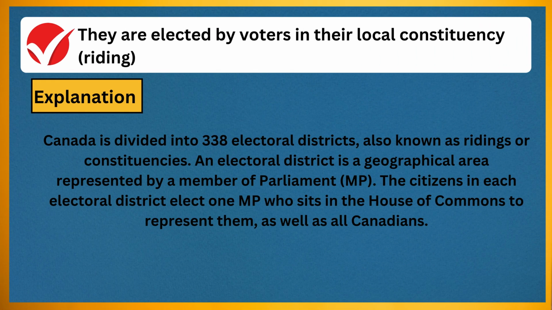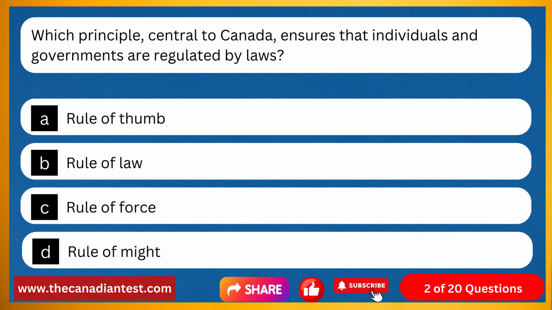The correct answer is, they are elected by voters in their local constituency riding. Explanation: Canada is divided into 338 electoral districts, also known as ridings or constituencies. An electoral district is a geographical area represented by a member of Parliament, MP. The citizens in each electoral district elect one MP who sits in the House of Commons to represent them, as well as all Canadians.